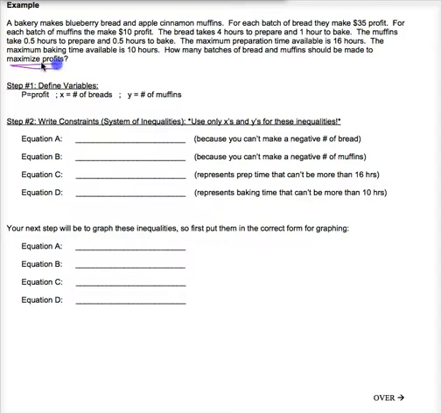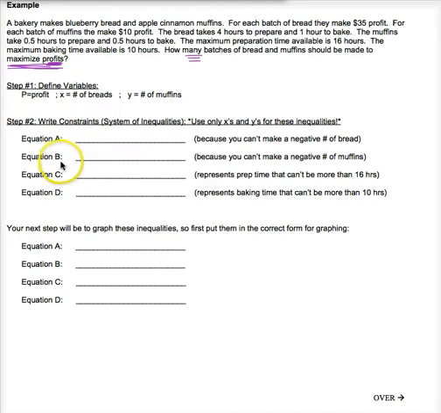So we can see that this is our objective. We want to maximize profit. I'm going to go through, all the steps are labeled, and it kind of tells you what to do. Step one is always to define your variables. We are going to have P be our profit, and then we have two different things going on here. It says how many batches of bread and muffins should be made to maximize profit. So we're maximizing profit, that's why that's a variable, but it's asking how many. So that's why we make our variables the number of bread and number of muffins.